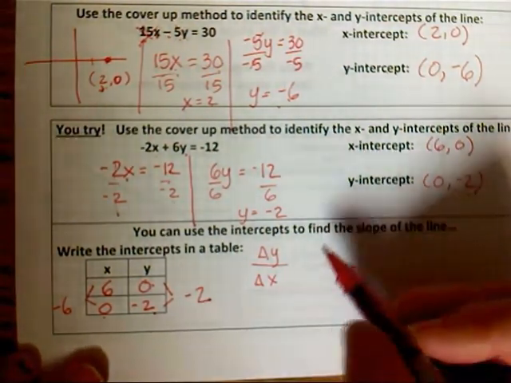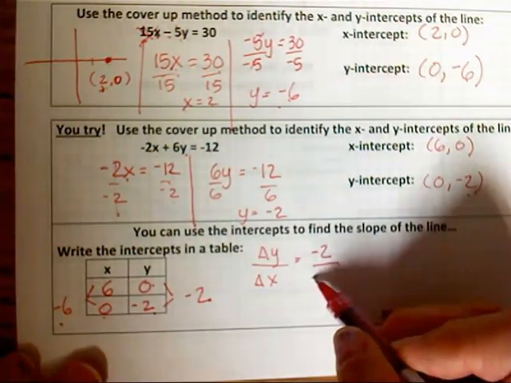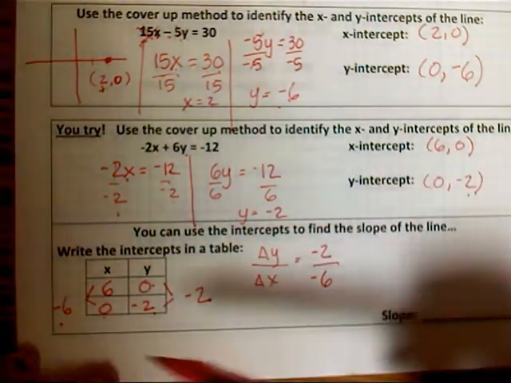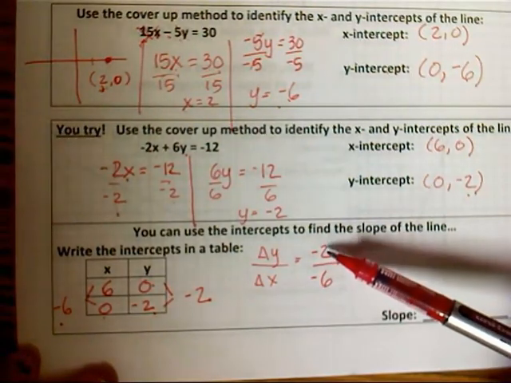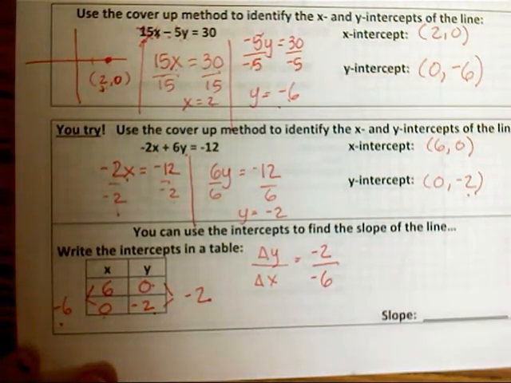This is the difference in the y's, -2. The difference in the x is -6. So I know that for this line, every time it goes down 2, it goes over 6. But I would reduce that.